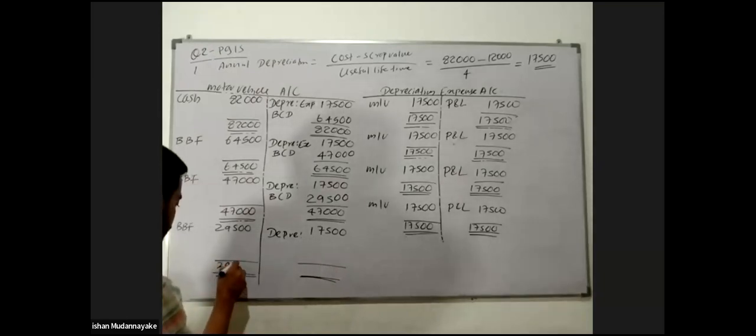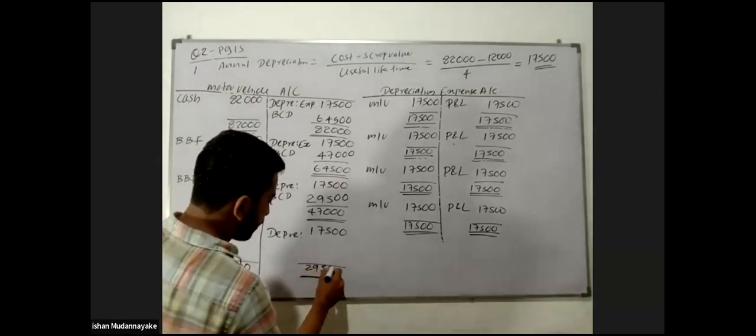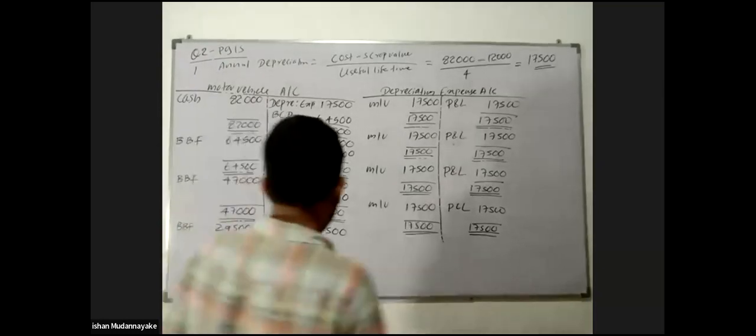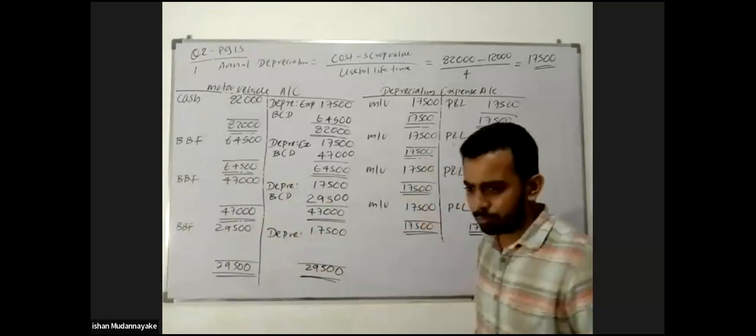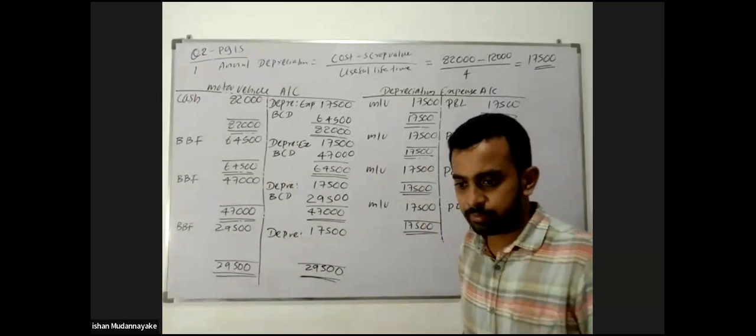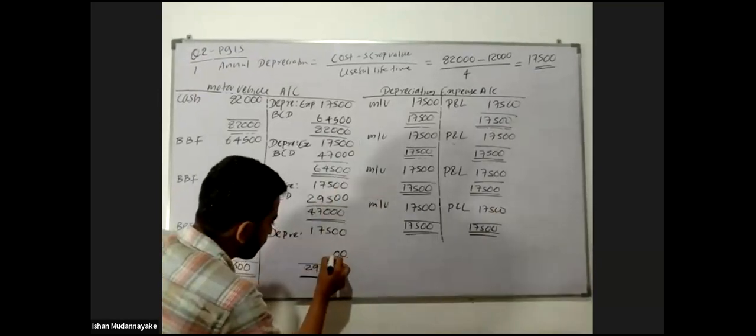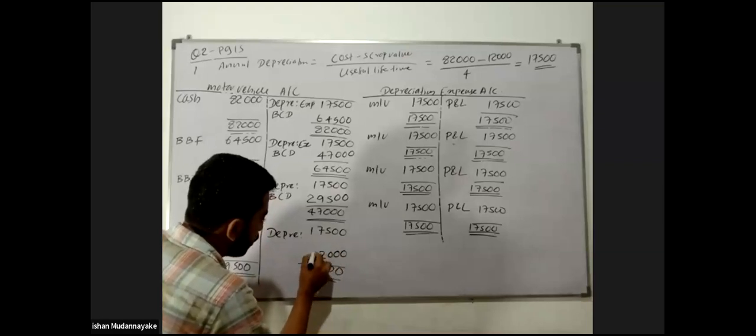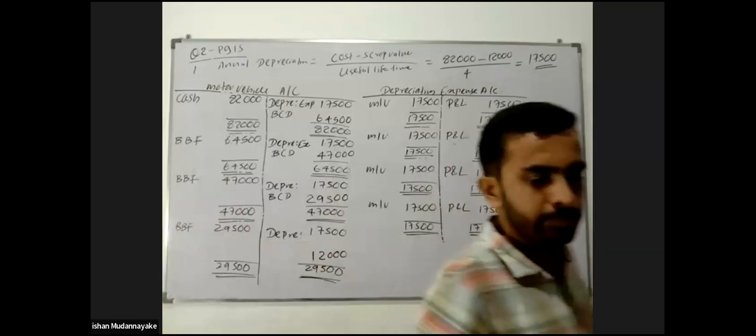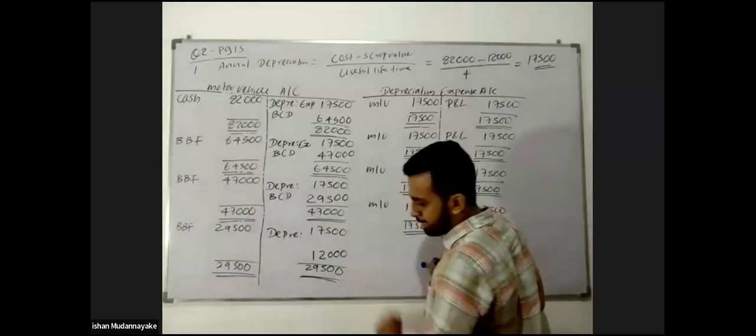Here, 29,500. Then 29,500 minus 70,500. How much is the remaining amount? Remaining balance 12,000. Remaining balance of the motor vehicle account is 12,000.